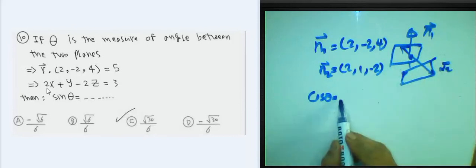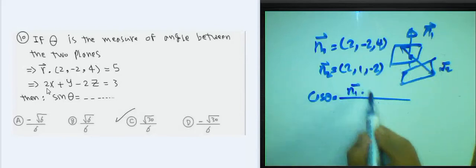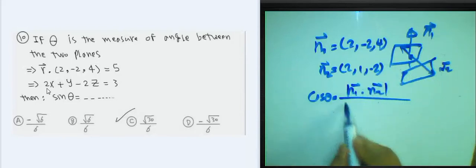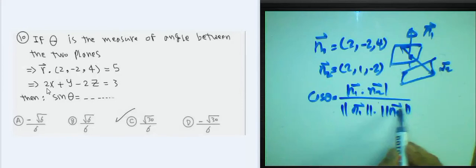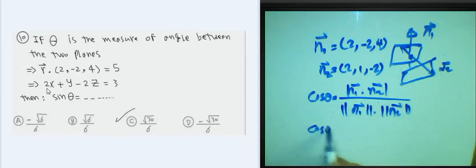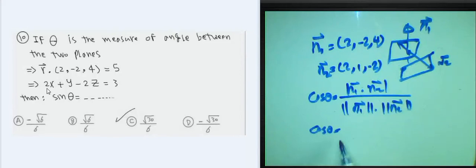This angle we can write cosine theta, it's meaning n1 dot n2 over absolute value about vector n1 times absolute value about vector n2. To find sine theta we must find cosine theta in the first step, and second step we can find sine theta by drawing the right angle triangle and write sine theta equal opposite over hypotenuse.